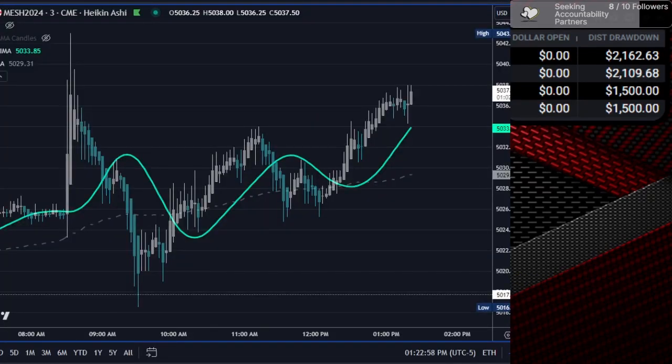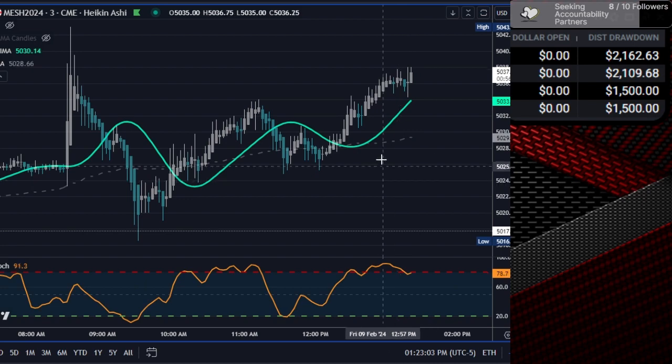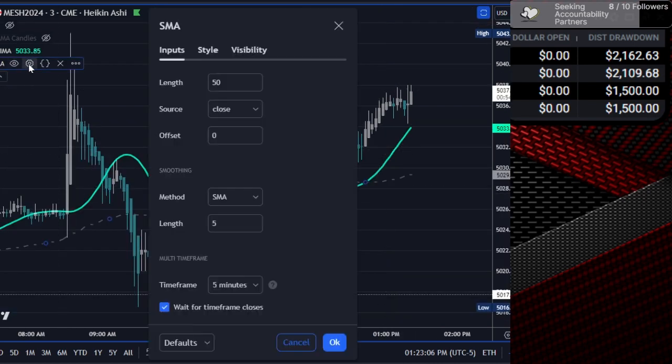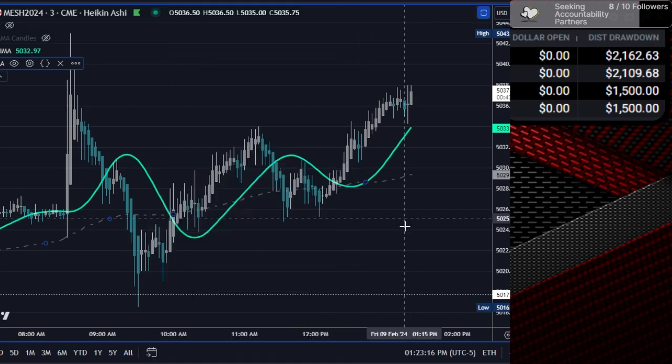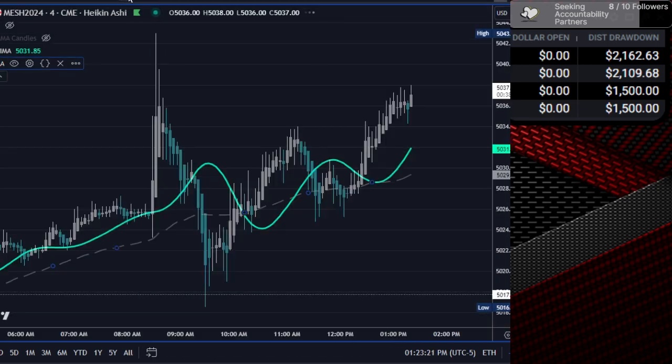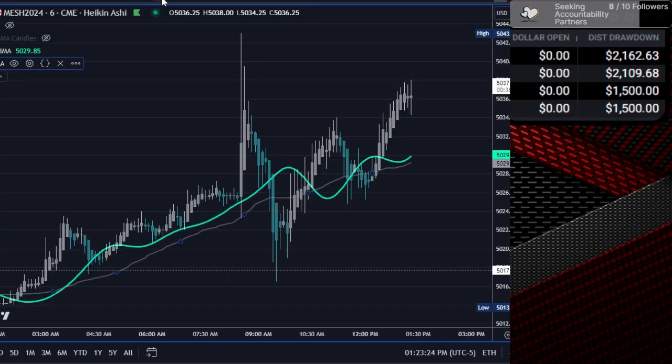Yeah, with the 50 SMA, I have to lock it to the 5-minute chart. So if you're looking at it on TradingView, for example, you would say 50, close, and then time frame 5 minutes down here. That keeps it in the same place. Even though this is a 3-minute chart, or a 2-minute chart, or 4, or 6, it doesn't matter. It stays locked in the same place.